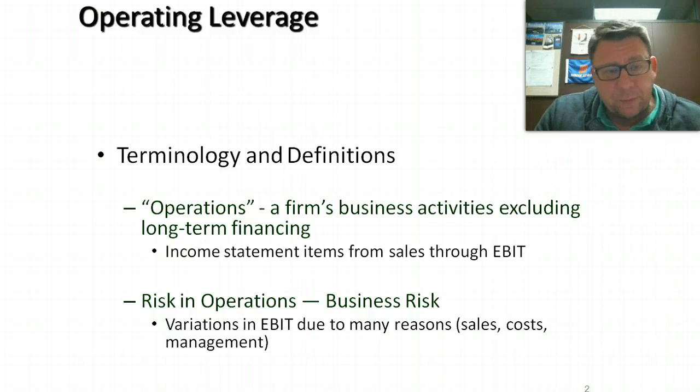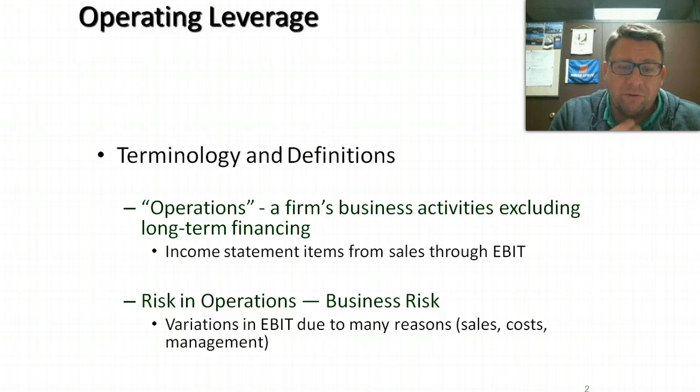Okay, so first let's talk a little bit about operating leverage. Operating leverage deals with the firm's operations. So this is our income statement items that relate to sales, cost of goods sold, operating expenses, everything through EBIT. The risk in operations we call business risk. Remember the other, financial leverage, relates to financial risk. There are many reasons that we can have variations in earnings per share, in EBIT: changes in sales, costs, etc.